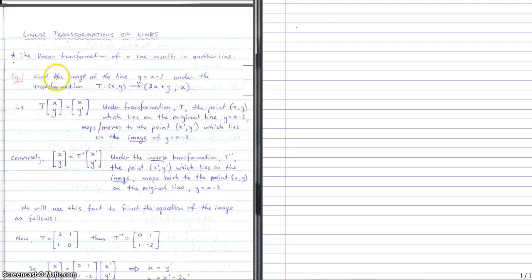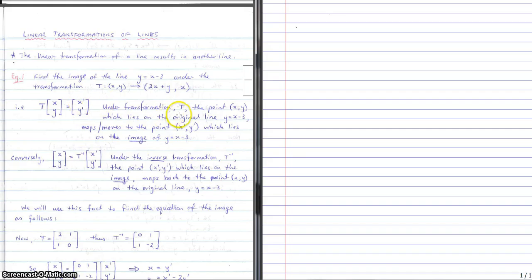So let's have a look at this example. Find the image of the line y equals x minus 3 under the transformation T given by this rule. So, in other words, our transformation T multiplying by (x, y) will become our image (x', y').